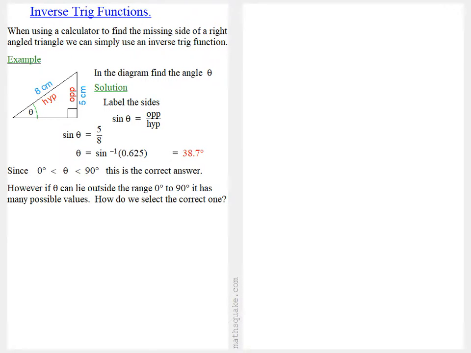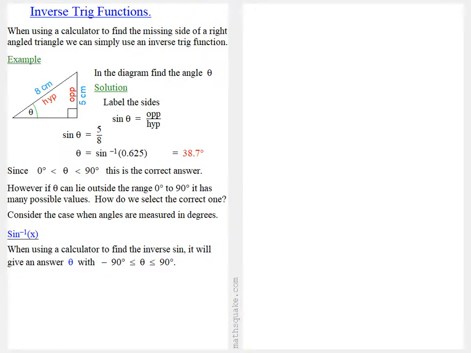However, if theta can lie outside the range 0 to 90 degrees, it has many possible values. So how do we select the correct one? For the time being, we'll consider the case when all angles are measured in degrees. So let's look at the inverse sine of x. When using a calculator to find the inverse sine, it'll give an answer theta which lies in the range minus 90 degrees to 90 degrees.